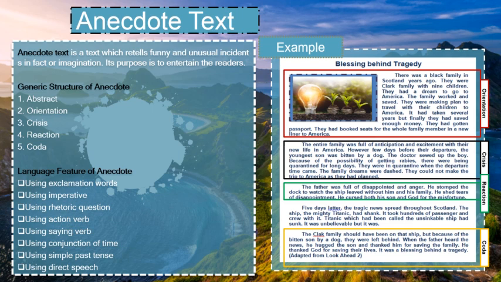Now, I'm going to show you the example for anecdote text. Blessing Behind Tragedy. Analysis of generic structure from Blessing Behind Tragedy. First, abstract. Everybody has a dream. You have and so do I. When the dream will come true, there is something wrong at the last minute before it. What will we feel? What will we do?